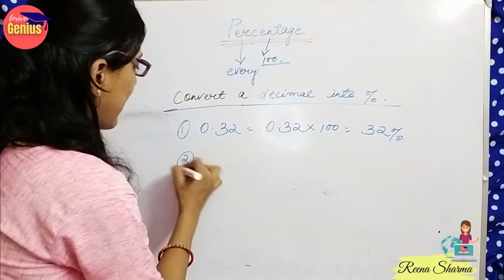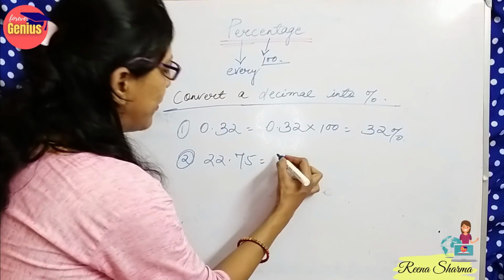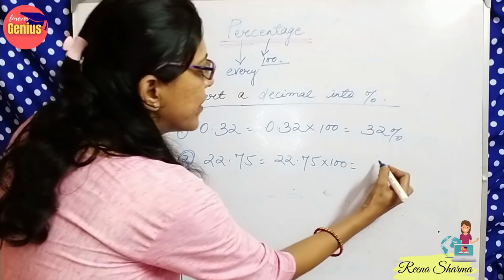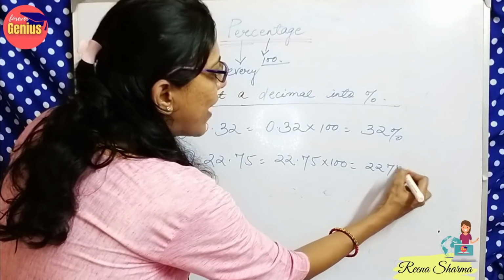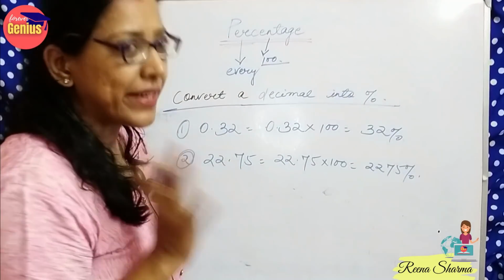See one more example. If it is 22.75, what will we do? 22.75 into 100. This is equal to 2275 percent. So these were some of the basics which we did today.